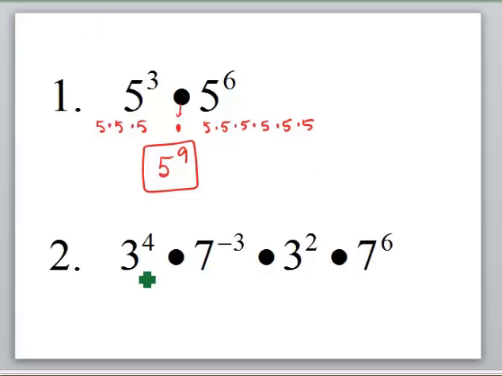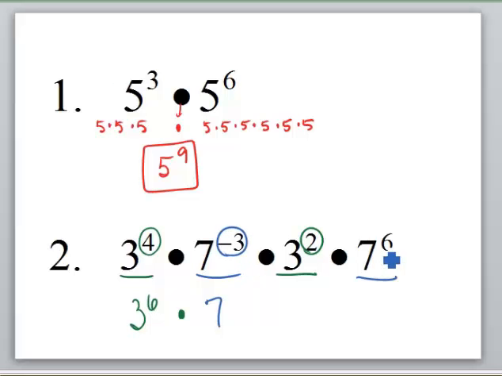So in the next problem, I'm going to underline in different colors the ones that have the same base. The rule, and I am going to start talking about the rules, is we keep the base and we add our exponents together. So we'll be adding 4 plus 2, which is 6. Okay, we're going to keep our base, and we're going to add our exponents. Negative 3 plus 6 is 3.